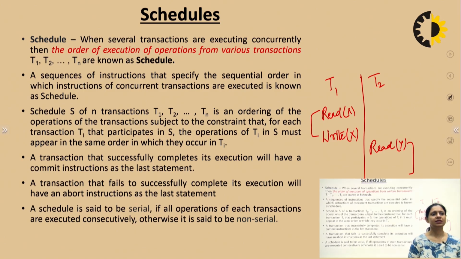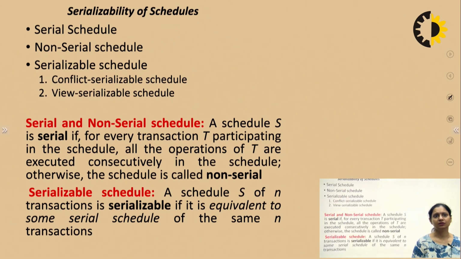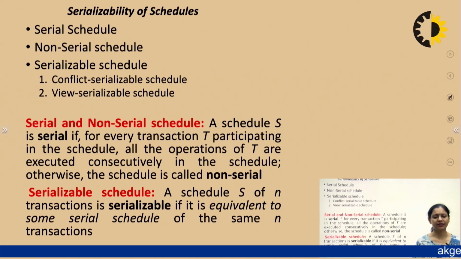A schedule is said to be a serial schedule if all the operations of each transaction are executed consecutively. Otherwise, it is said to be a non-serial schedule. We'll look into what a serial and a non-serial schedule are. The types of schedule include the serial schedule and the non-serial schedule. Serializable schedules are the schedules which are either conflict serializable or view serializable.